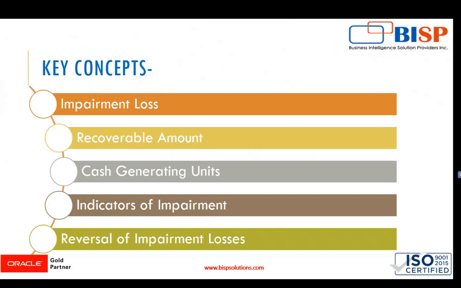Then comes reversal of impairment losses. How can we reverse the impairment loss which we incurred from the assets which have gone to recoverable or impaired assets? So these are the key concepts of IAS 36.